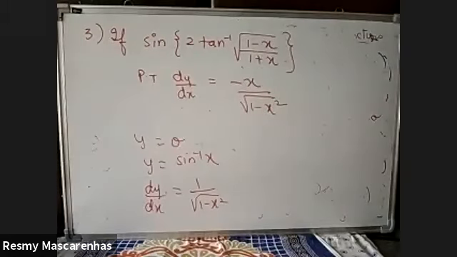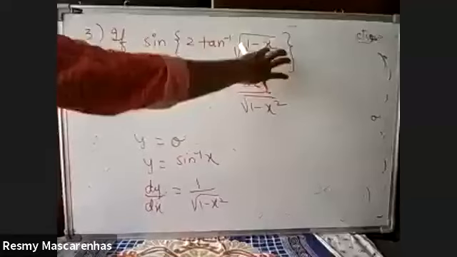If sine of 2 tan inverse, so it is in the form of root of 1 minus x upon 1 plus x. So what will be the standard substitution? What to take x as? Yes, cos theta. So let x be equal to cos theta.